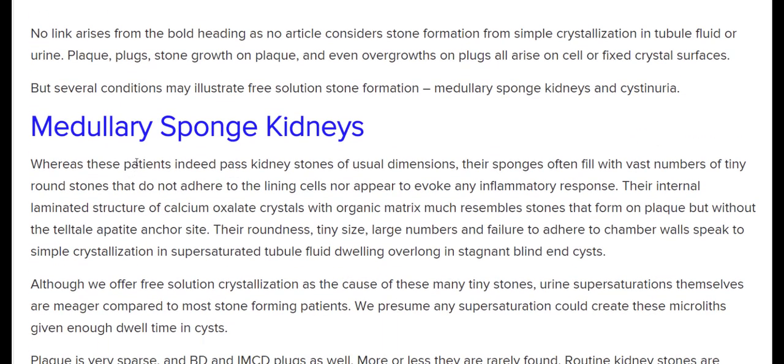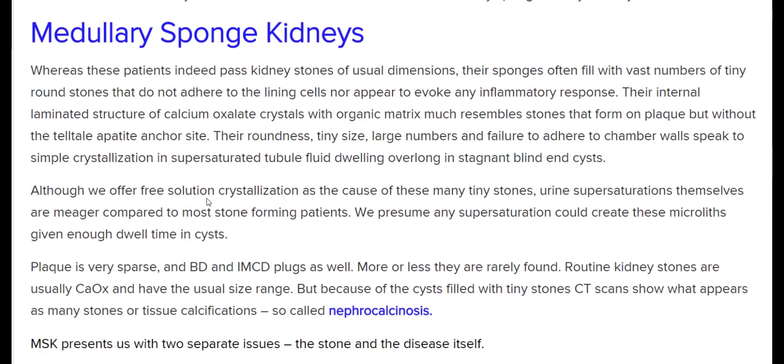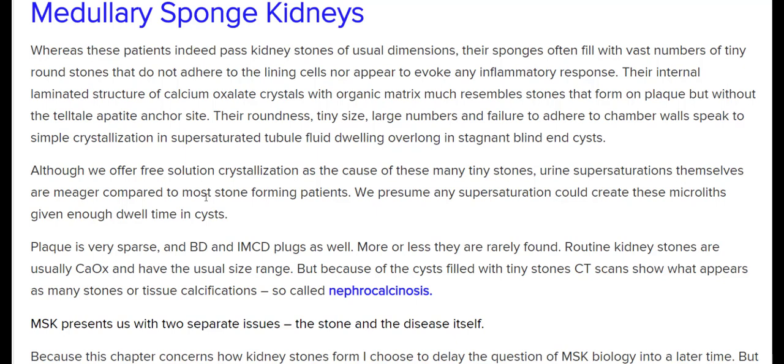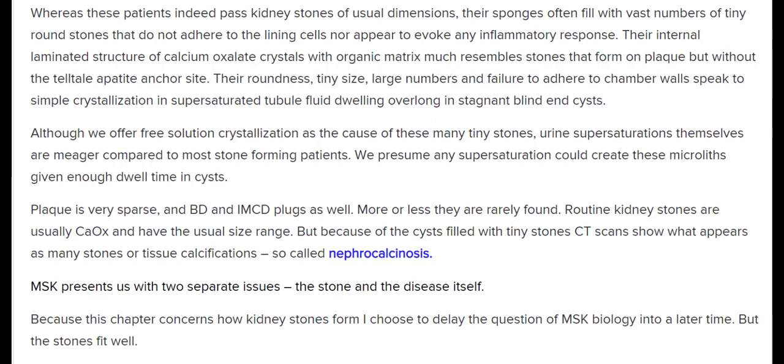Medullary sponge kidney, when you read the article, you can click on the link, has blind end sacs off the collecting ducts. The urine is in those sacs stagnant, and they fill up with tiny, tiny stones, thousands of them. Tiny size and roundness suggests that they grow in free solution.